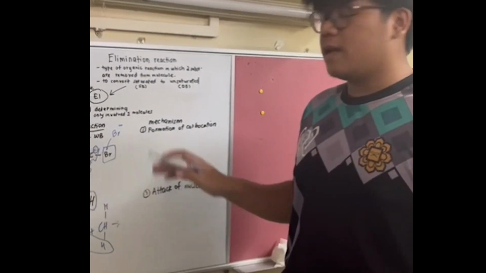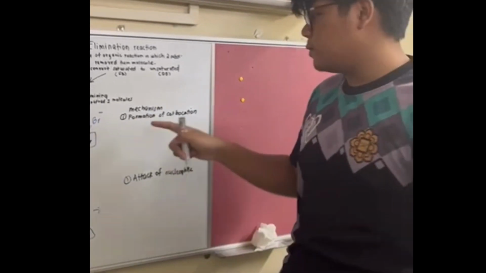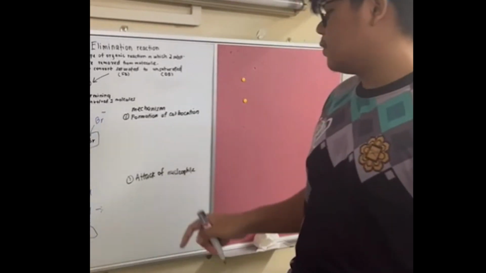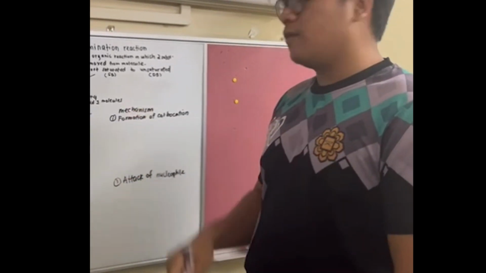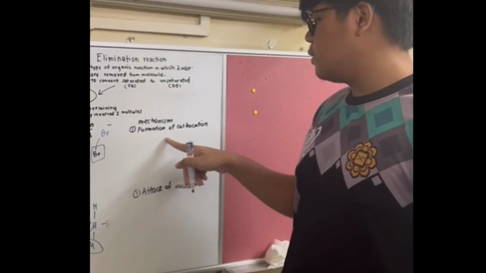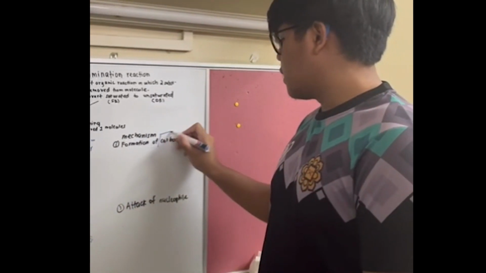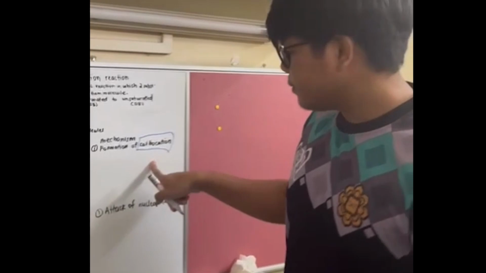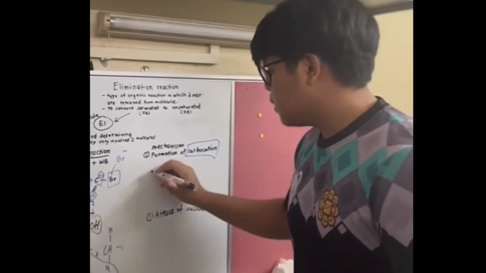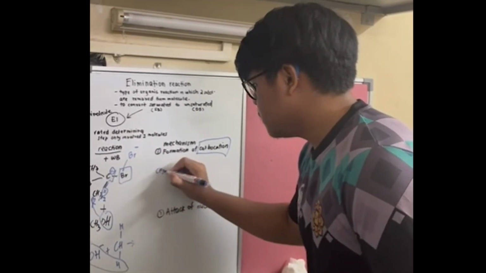Then we look at the mechanism for E1. We have two steps. The first one is formation of the carbocation, and the second one is attack of the nucleophile. Now we look at the first one, formation of the carbocation. This is called formation of the carbocation because at the final result we will get a carbocation structure. How can we get a carbocation structure? I write again the original structure.